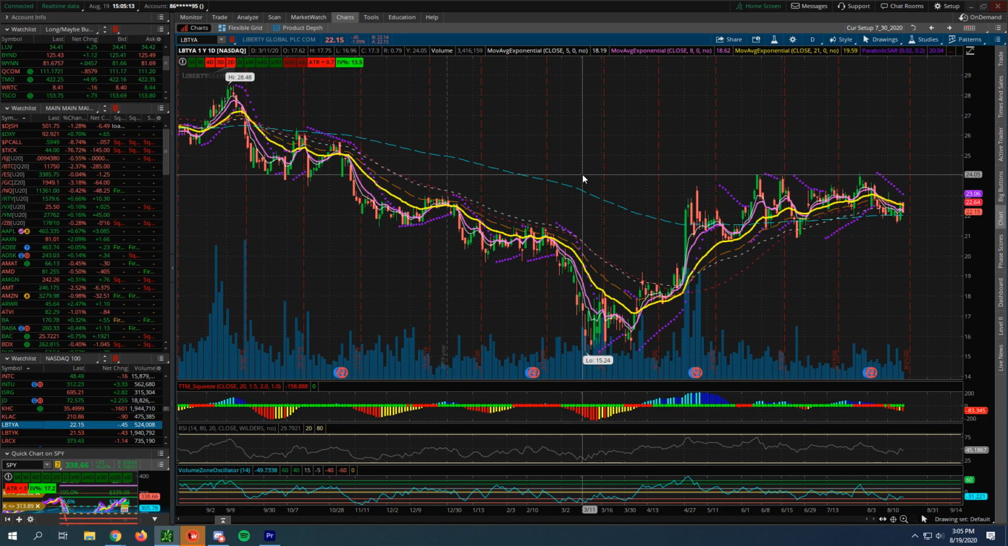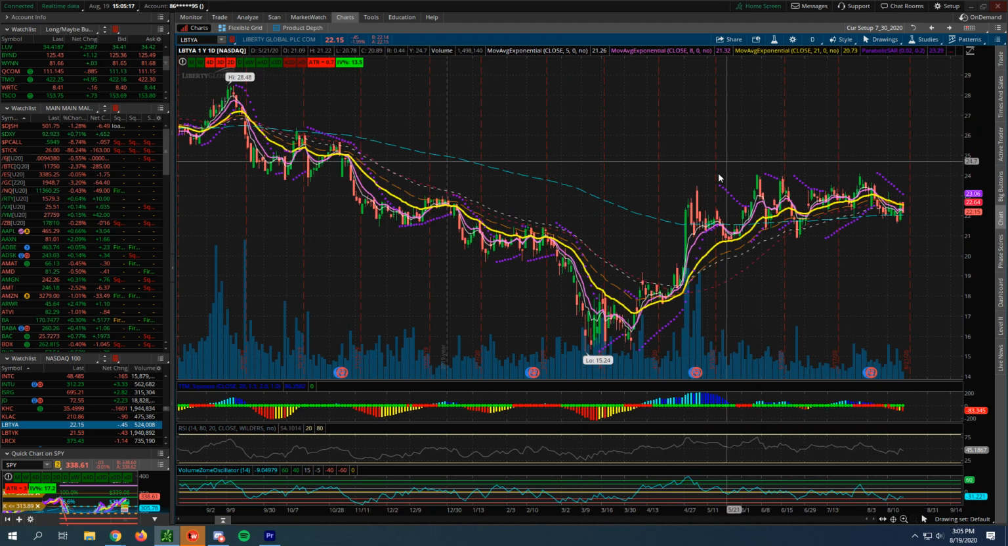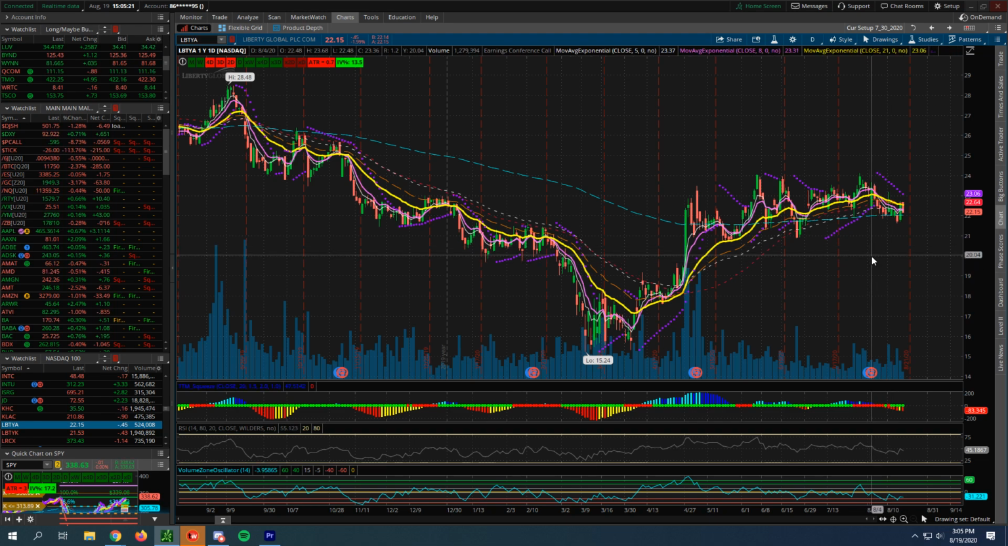LBTYA, yeah, that's been interesting. This is basically just building in a box here, looking for a potential movement. With earnings it kind of went down, and we're seeing a little less volume. Looking for initial support around $22 because that 200 EMA has been fairly strong here to the downside.